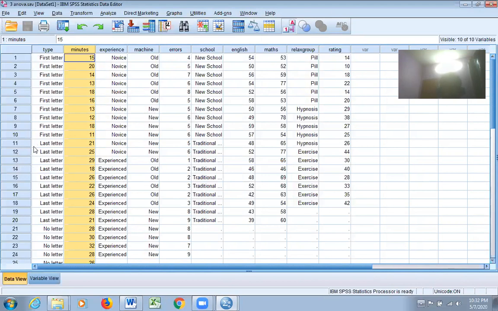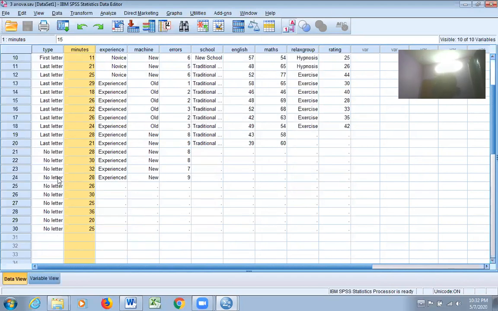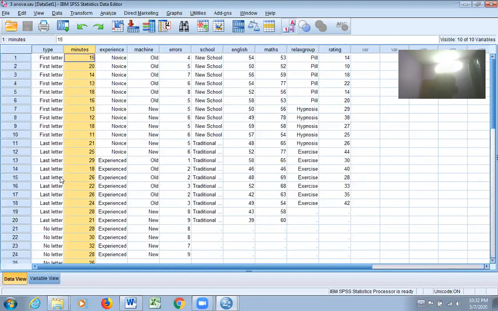And second group, 10 respondents were given the last letter of the word. And third group, we have not given them any hint. So 3 groups. First group, we have given them the first letter of the word. Second group, we have told them the last letter of the word. And third group, we have not given them any hint.